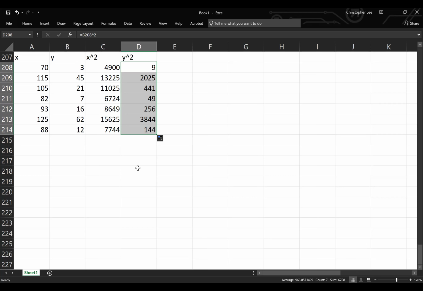Now I need one more column, then I'm done. This column is special. This column is going to be x times y. I'm just multiplying them. So this one is going to be the 70 times 3, so that's 210. Not to the second power. So the original x and y, multiplying them, and then you're going to do that for all of them.